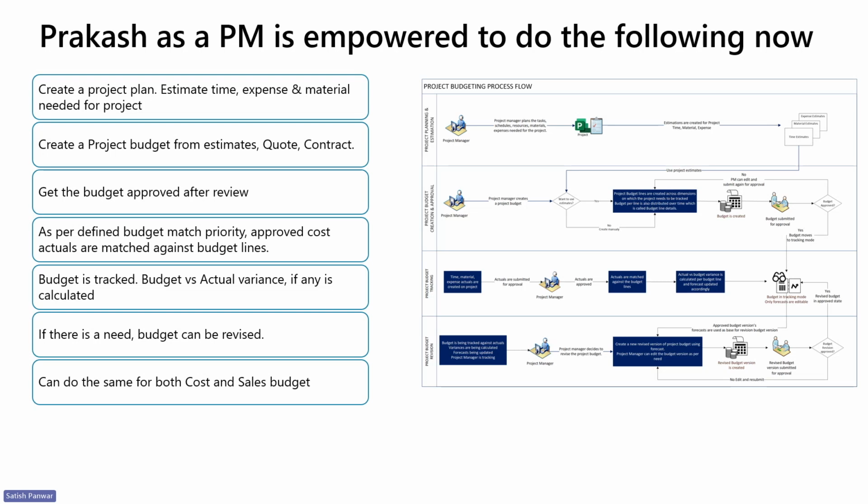And you could see Prakash was empowered to create a project plan, estimate the same, and create budgets from estimates, from quote, contract, or even estimates as well, and get the project budget approved. At the same time, define the budget match priorities, track the budget against actuals, and if there is a need for budget revision, he could do that. And they could do this for both cost and sales budget lines.